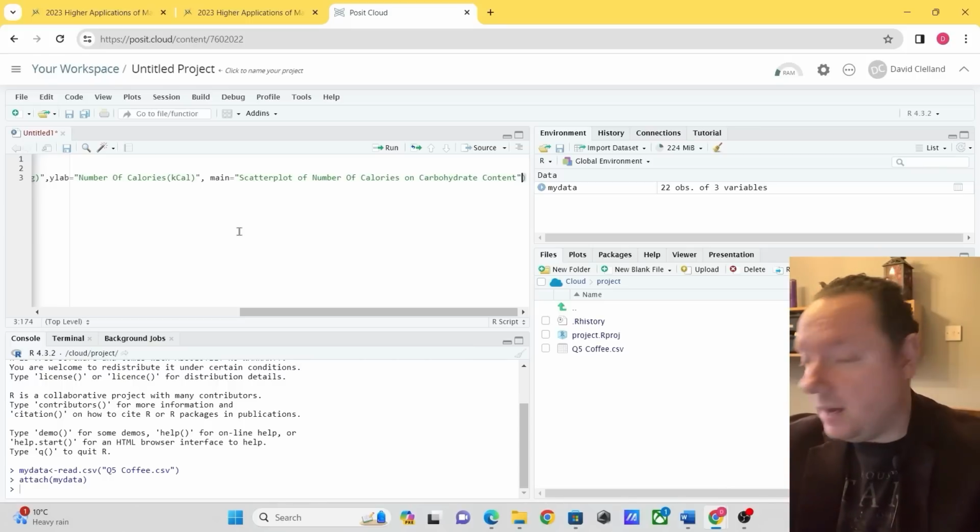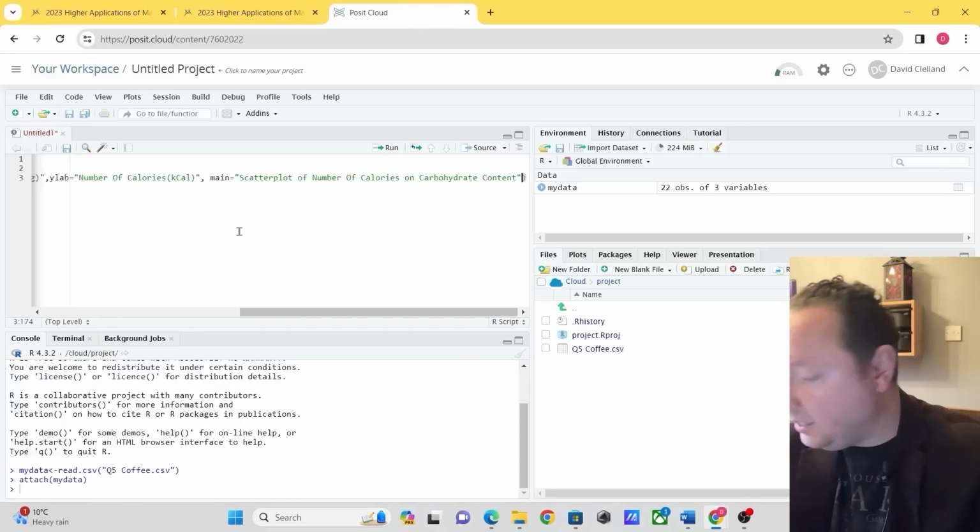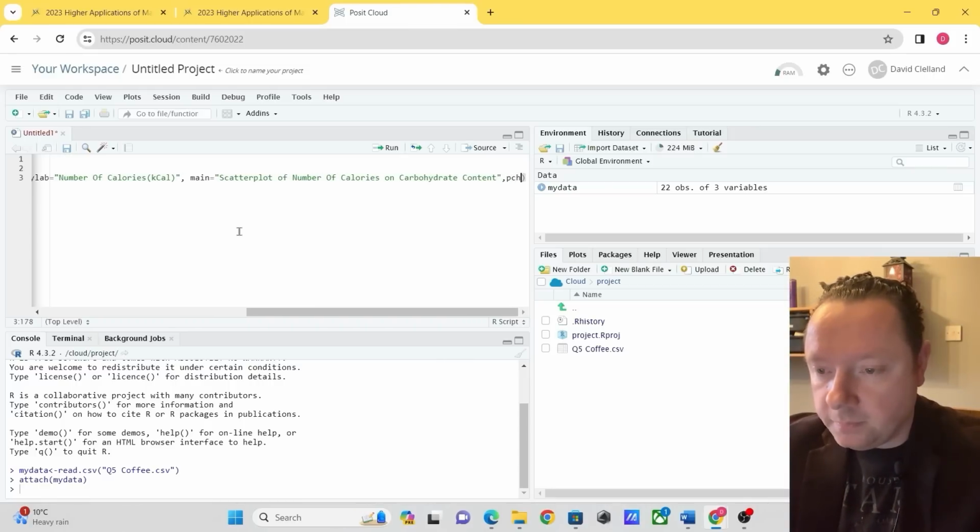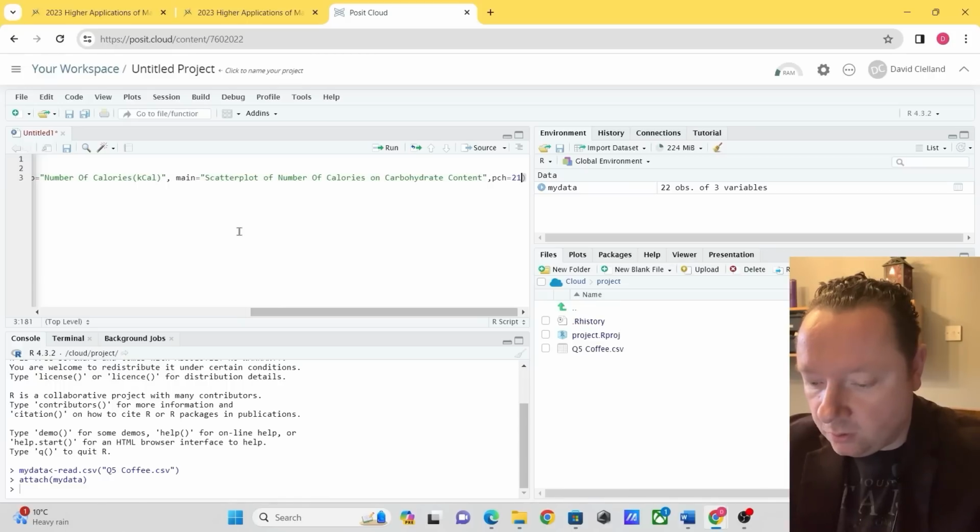Now the last bit of the command, we have pch equals 21 and we have bg equals inverted commas black.